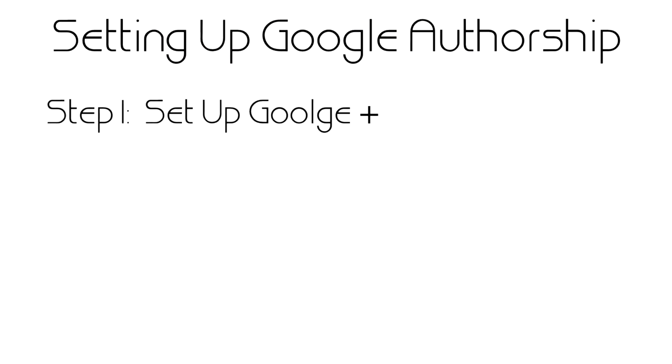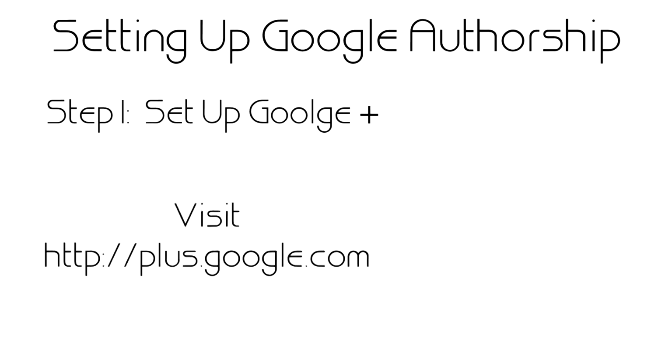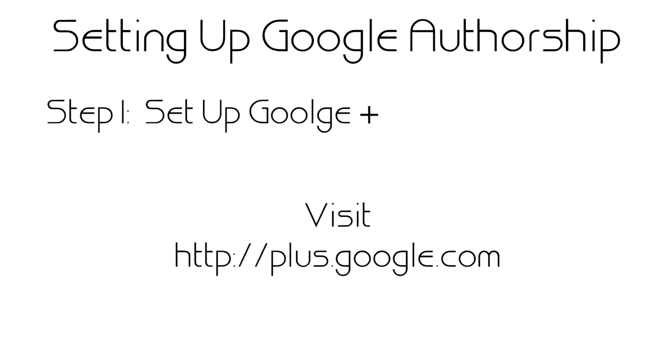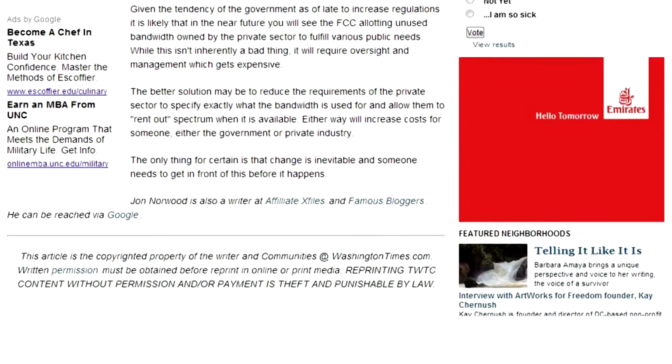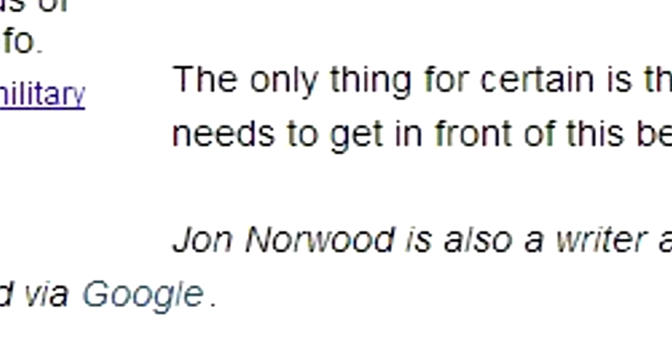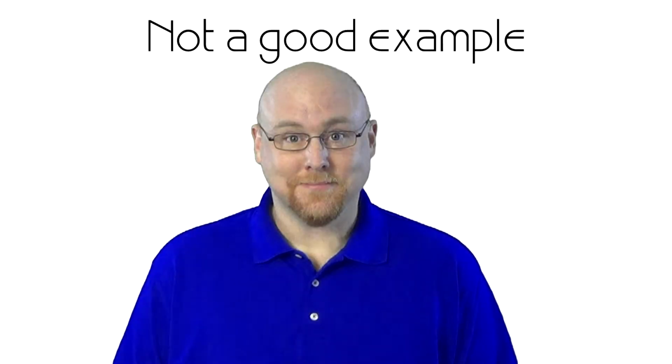Step 1. Create a Google Plus account. This can be done at plus.google.com. Be sure that the name that you use is the one that you normally use in the byline of your articles. You want to make sure that every one of your articles has your name exactly as it appears on your Google Plus account. Also be sure you use a pretty picture because it's about to get plastered all over the internet if you write for several places.